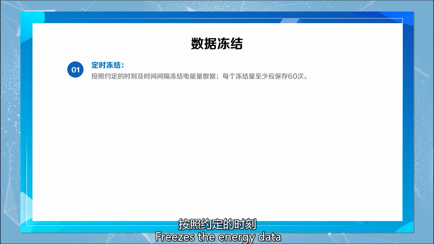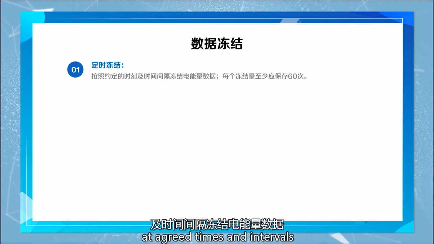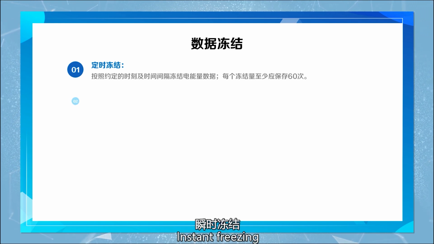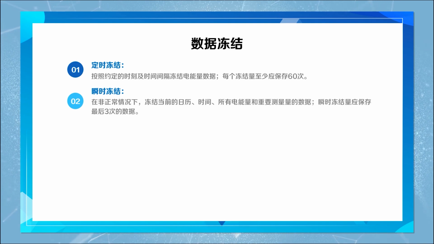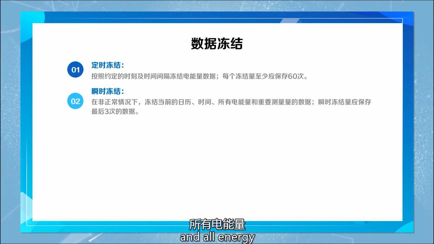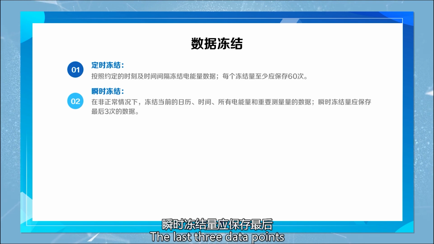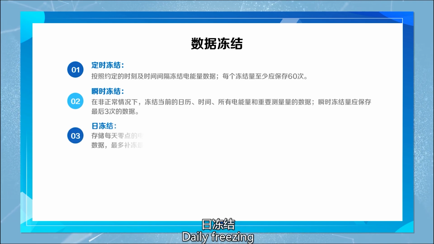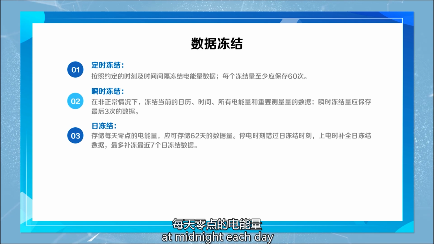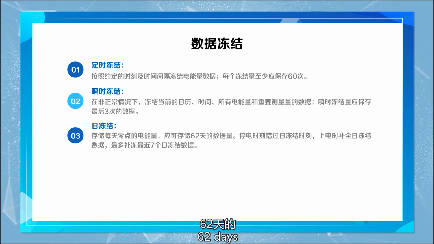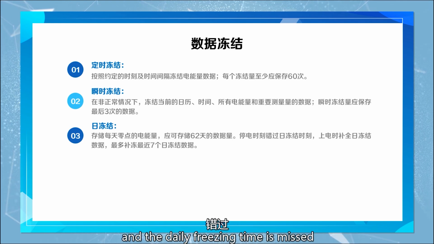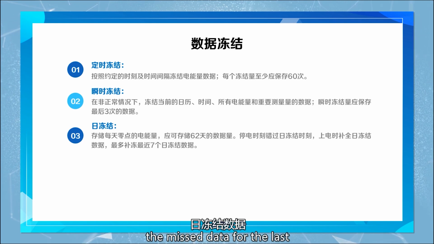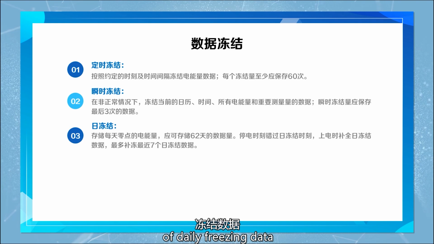Data freezing. Timed freezing freezes the energy data at agreed times and intervals, and each frozen amount should be stored at least 60 times. Instant freezing, in abnormal situations, freezes the current calendar time and all energy and important measurement data; the last 3 instant freezing records should be stored. Daily freezing stores energy data at midnight each day and should store 62 days of data. When the power is cut off and the daily freezing time is missed, then when the power is restored, it should fill in the missed data for the last 7 days of daily freezing.